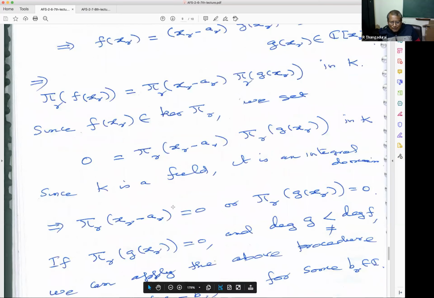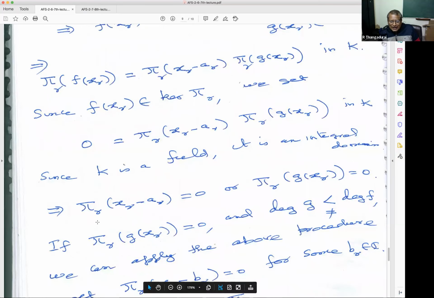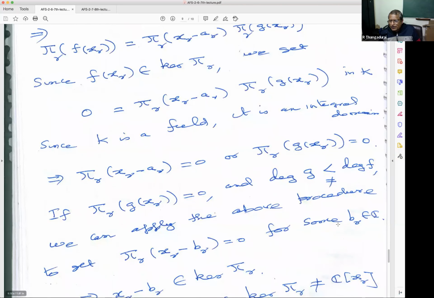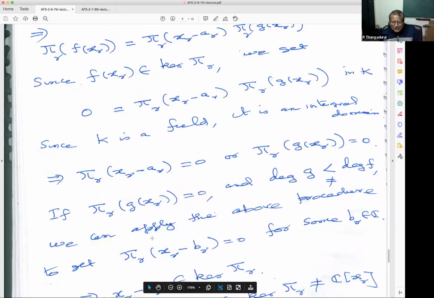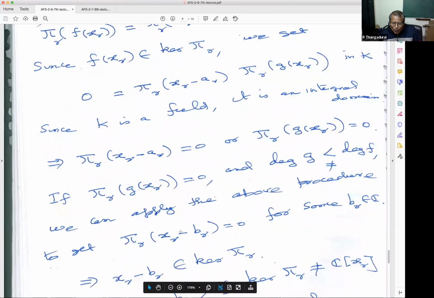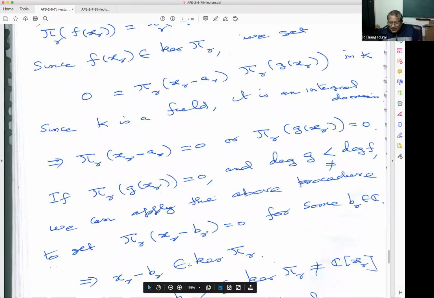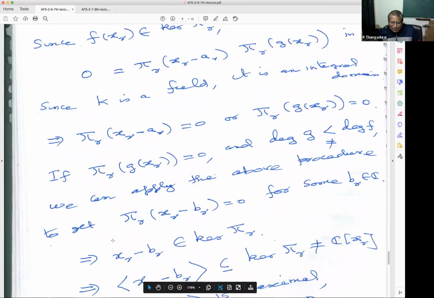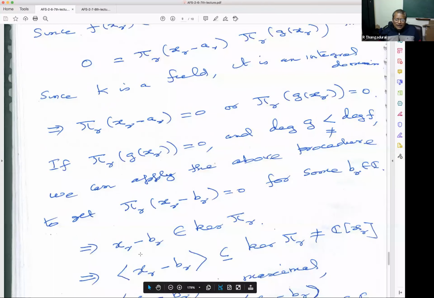Then we can apply the same procedure to really get pi r of xr minus br equal to 0 for some linear polynomial. That means, what does this mean? We are trying to get one linear polynomial inside the kernel pi r. Once a linear factor enters the kernel pi r, when we generate an ideal by this linear factor, that is contained in the kernel.